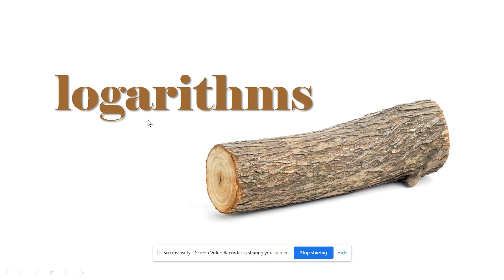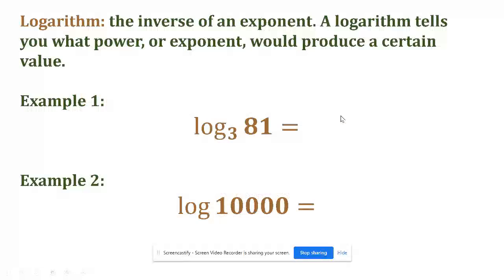All right, as promised, we're going to learn about logarithms, and it doesn't have anything to actually do with logs. It's just thought it'd be a nice picture. All right, so here's what a logarithm is. It's the inverse of an exponent. So the same way that multiplication is the inverse of division, logarithms are the inverses of exponents. So what a logarithm does is it tells you what exponent would give you a certain result.